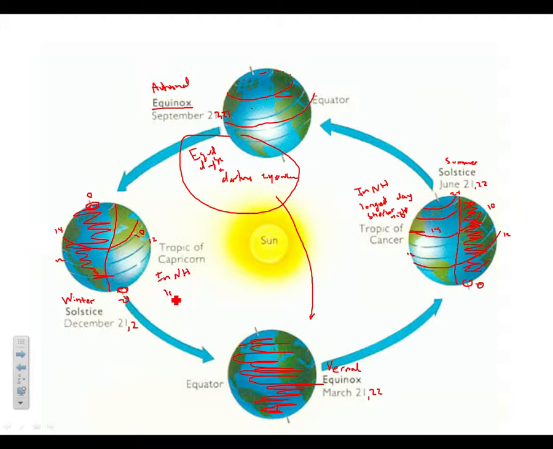Maybe I should have written down, in the northern hemisphere, it's going to be the longest night and shortest day. Okay, longest night and shortest day. And you notice that the sun was overhead in the southern hemisphere, not in the northern hemisphere.